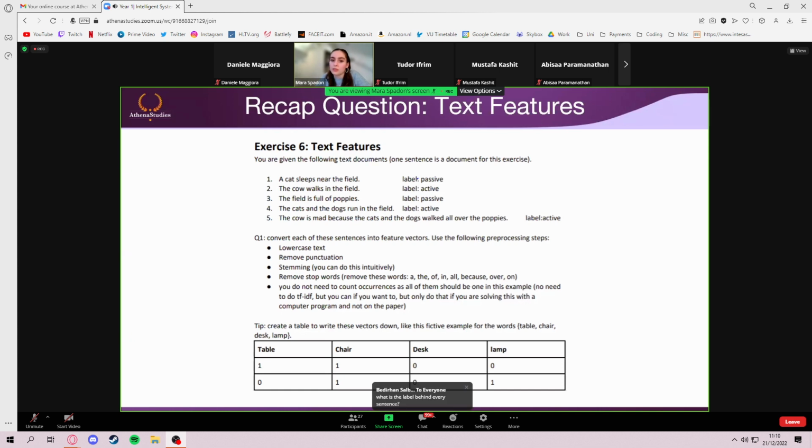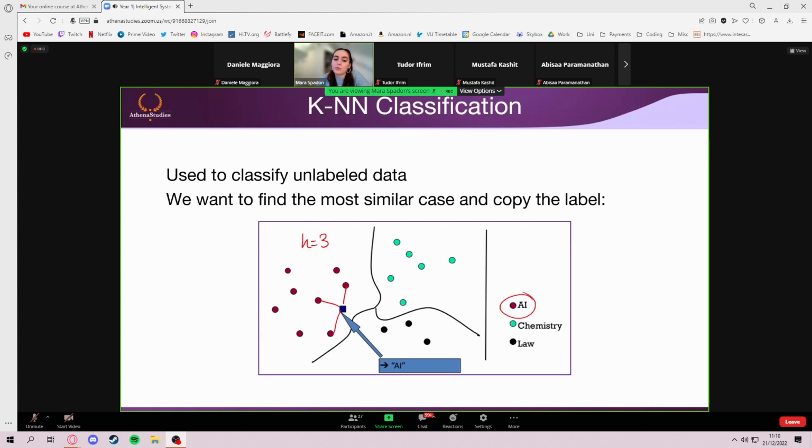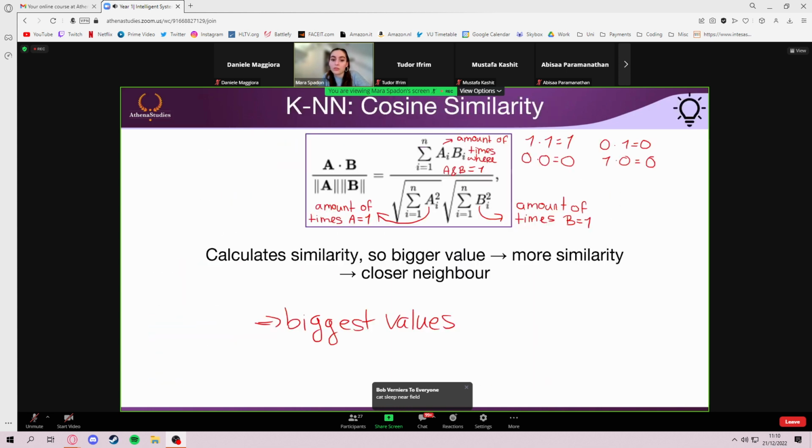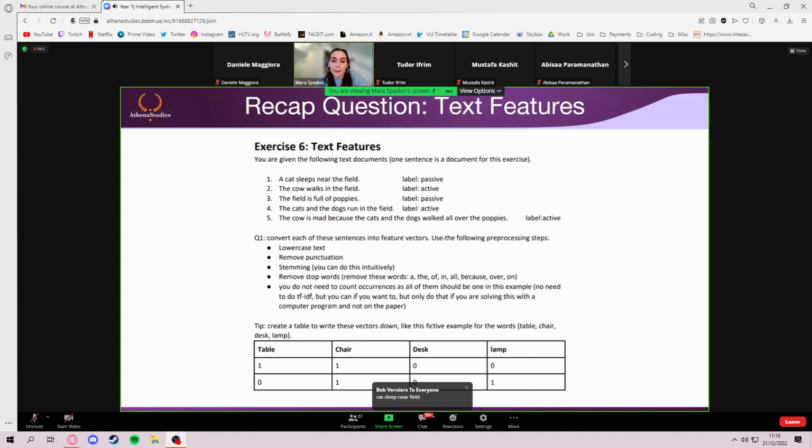What is the label behind our sentence? Oh yeah, so we have a label passive, a label active, and then remember here, what do we want to do in the end? We want to assign unknown data to the label from its nearest neighbor. So here, I think it's in the next question, we get a new unlabeled data. And based on the info that we have here, we can classify it in one of the classes, so either active or passive, or we can give it that label.